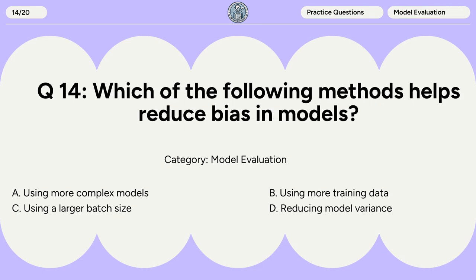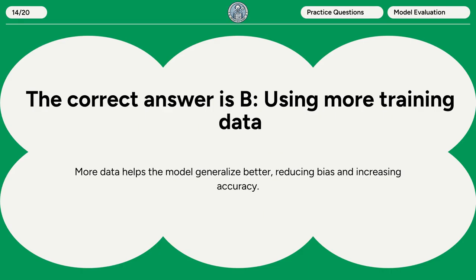Question 14. Which of the following methods helps reduce bias in models? A. Using more complex models. B. Using more training data. C. Using a larger batch size. D. Reducing model variance. The correct answer is B. Using more training data. More data helps the model generalize better, reducing bias and increasing accuracy.